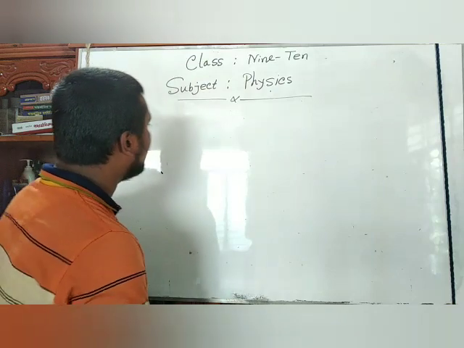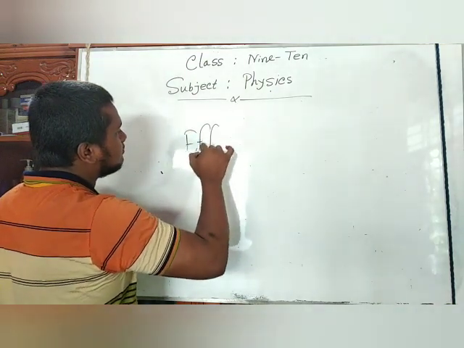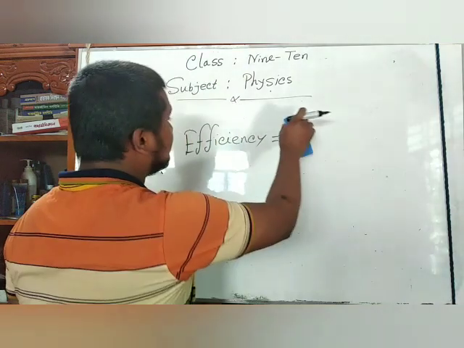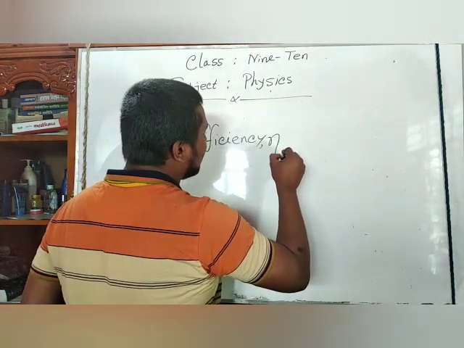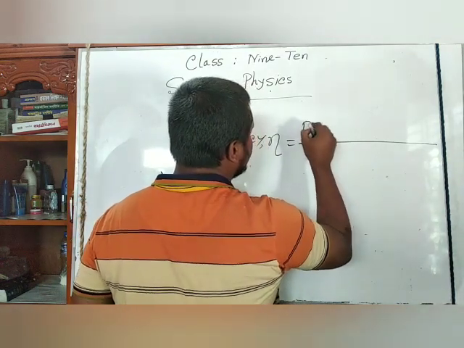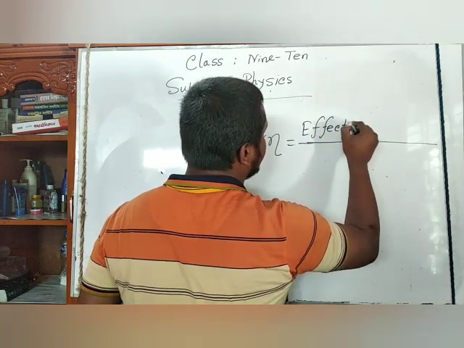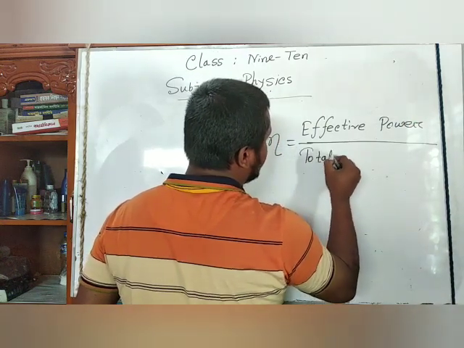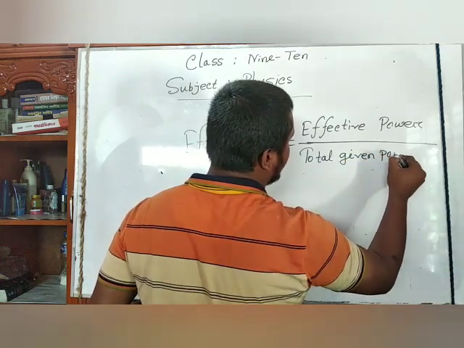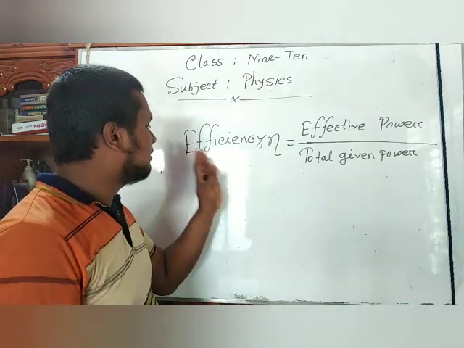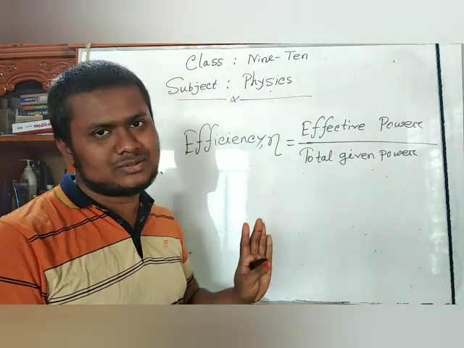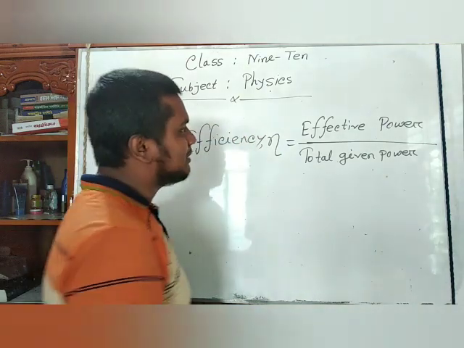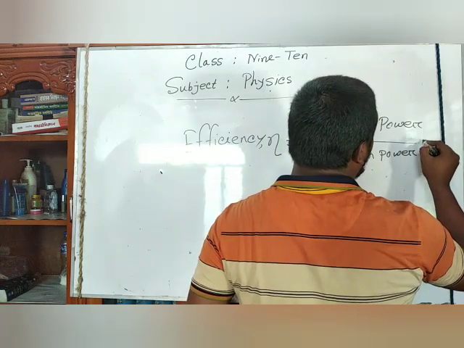So what is the formula? The formula is efficiency, denoted by eta, equals effective power divided by total given power. Dear students, efficiency has no unit. That's why we convert it into a percentage, so we multiply by 100%.